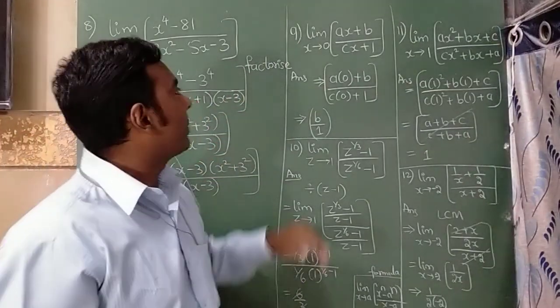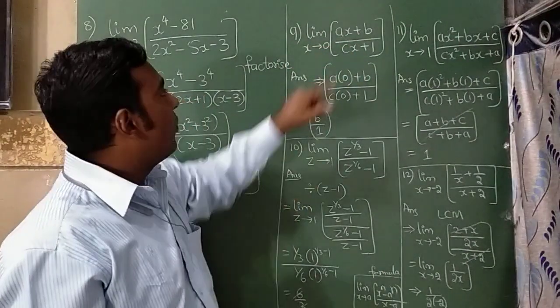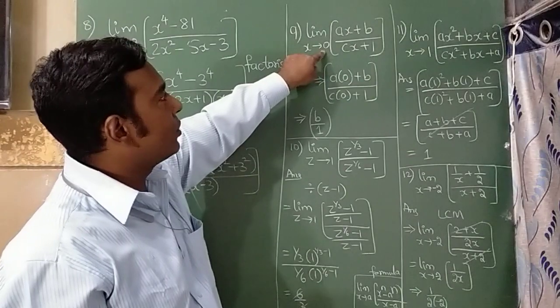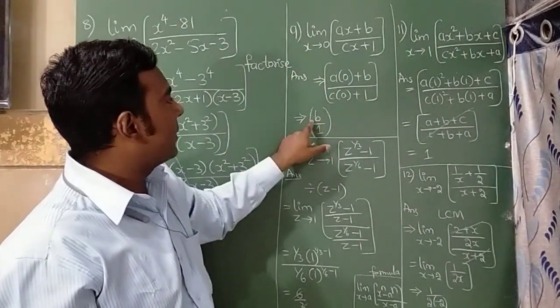Ninth question now. Limit x tends to 0, ax plus b divided by cx plus 1. Where there is an x, directly substitute 0. A into 0 is 0. So in the numerator you are left with b.